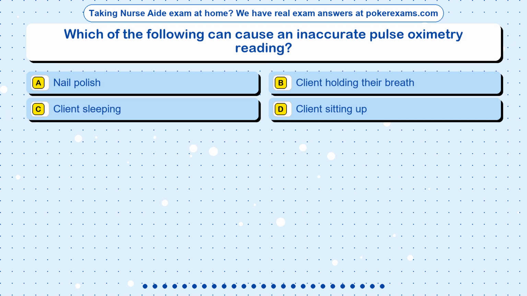Question 16. Which of the following can cause an inaccurate pulse oximetry reading? Option A, nail polish. Option B, client holding their breath. Option C, client sleeping. Option D, client sitting up.